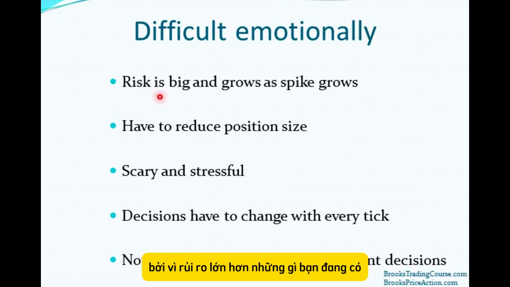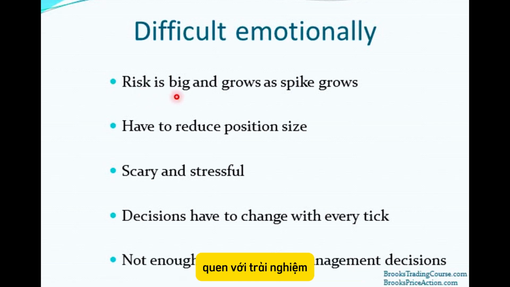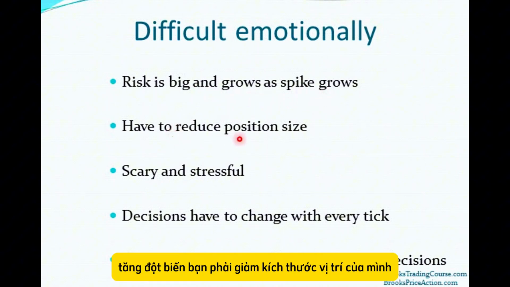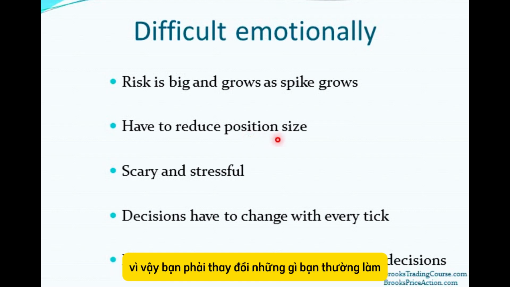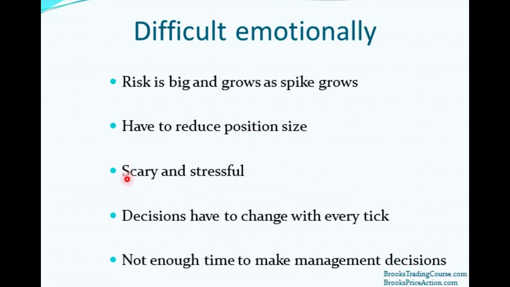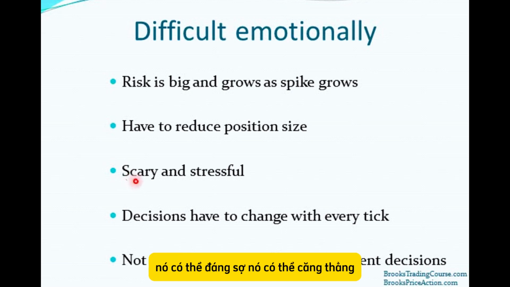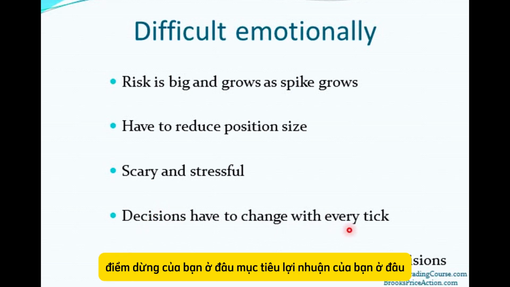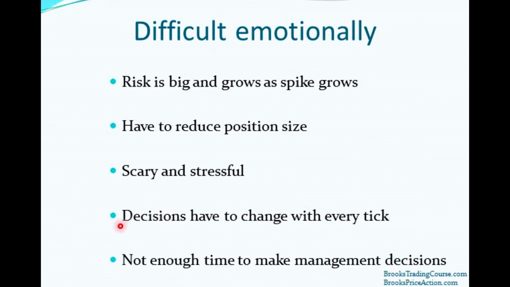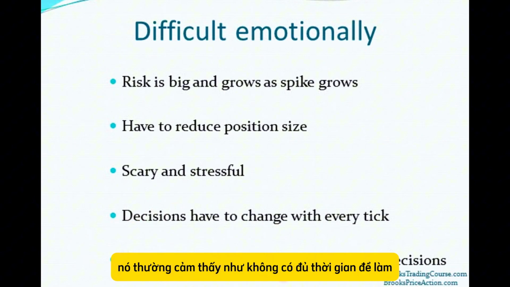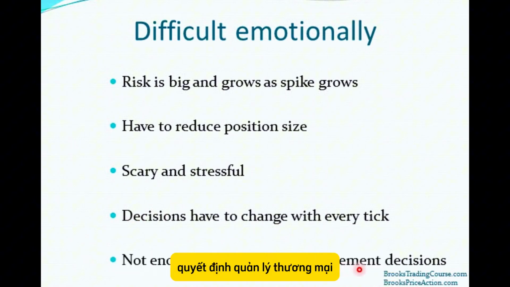Difficult emotionally because the risk is bigger than what you're accustomed to experiencing, and the risk grows as the spike grows. You have to reduce your position size, so you have to change what you normally do. It can be happening very fast. It can be scary. It can be stressful. And you have to change decisions with every tick. Where's your stop? Where's your profit target? You start scaling out. It often feels like there's not enough time to make trade management decisions.